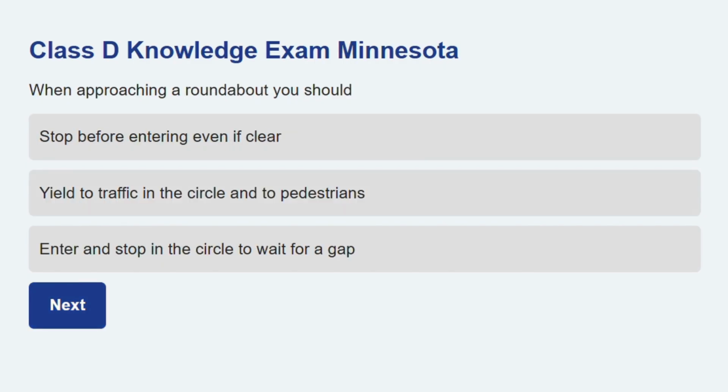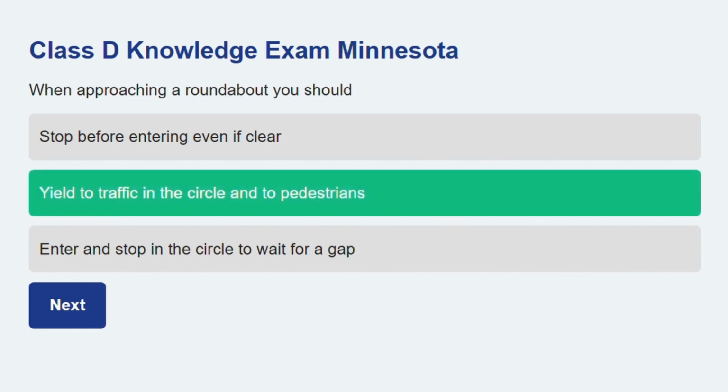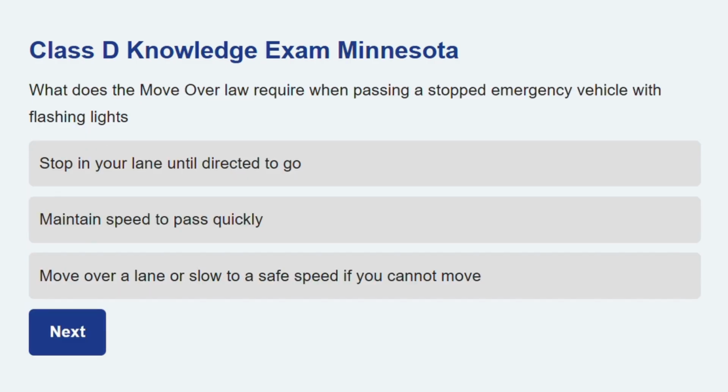When approaching a roundabout, you should yield to traffic in the circle and to pedestrians. Traffic already in the roundabout has the right-of-way, and you must wait for a safe gap before entering.